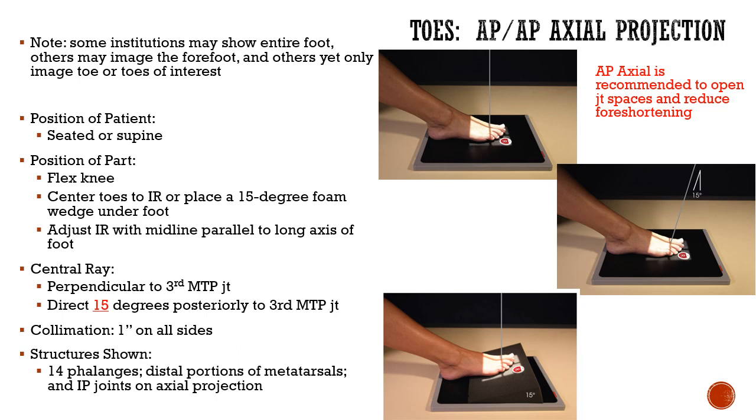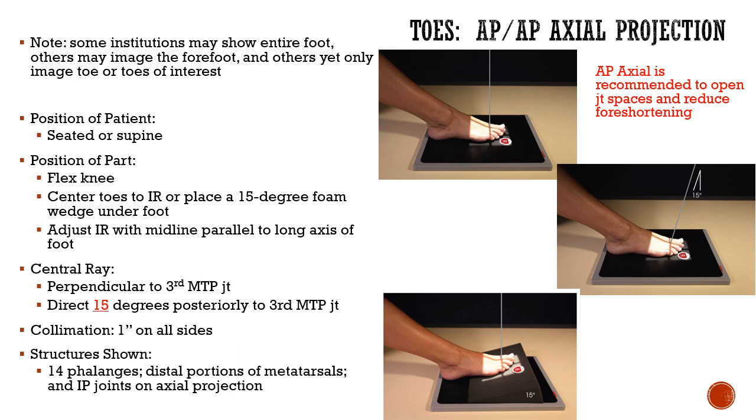And we're going to adjust the image receptor with the midline parallel with the long axis of the foot. We're going to direct our central ray for the AP projection perpendicular to the third MTP joint. And if we are going to do an axial, we can either use a sponge or we can direct the central ray 15 degrees posteriorly to the third MTP joint. We're going to collimate 1 inch on all sides. And the AP axial is recommended to open joint spaces and reduce foreshortening.